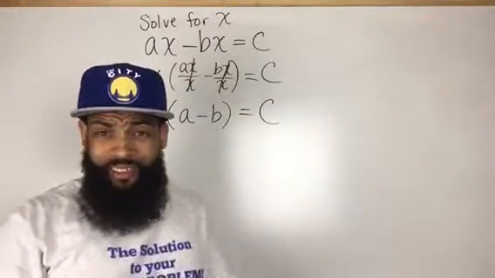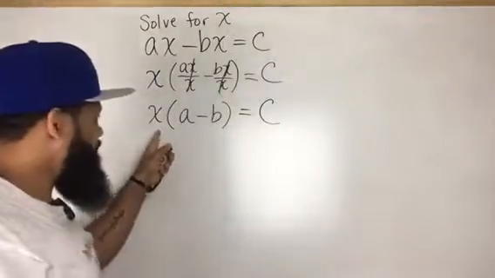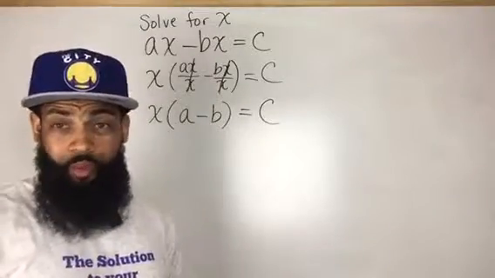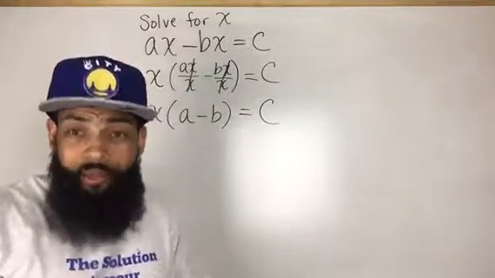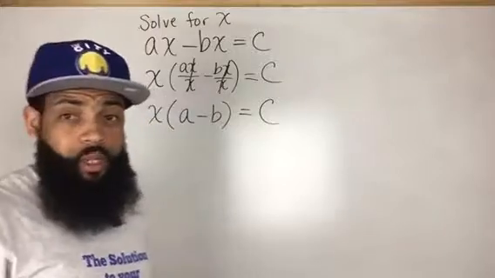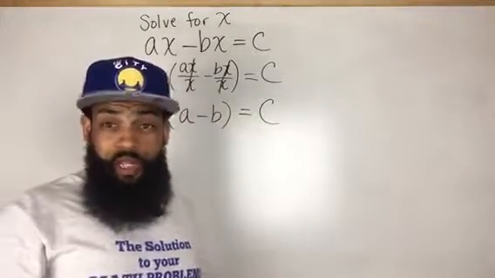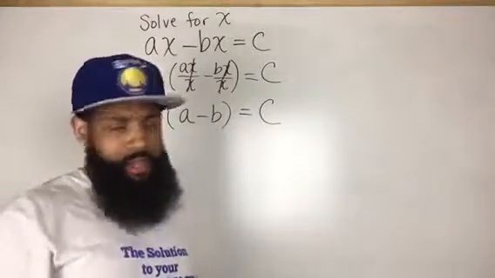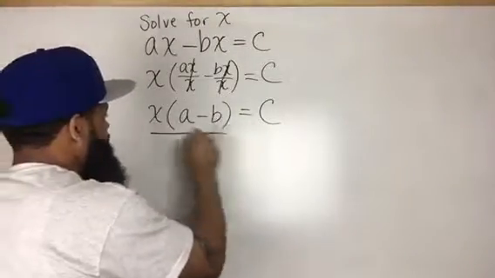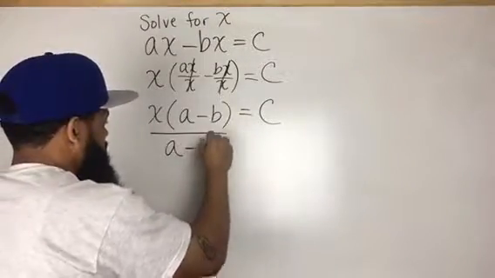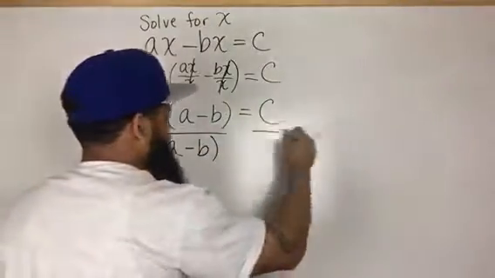Now there's one last step. Notice that over here x is multiplied by the quantity in parentheses. So that's x times the quantity a minus b. Well, the opposite of multiplying, or the inverse operation of multiplying, is dividing. So I'm going to divide by a minus b. I'll keep it in parentheses just to make it look good.